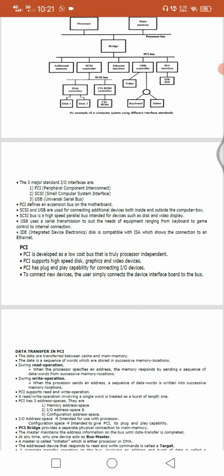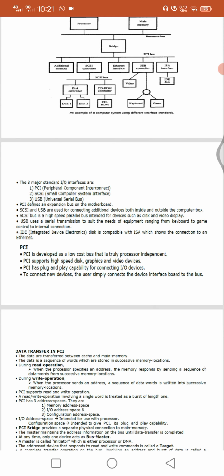Next, coming to USB. USB is a serial transmission to suit the needs of equipment ranging from keyboard to game control to interconnection. You already know about USB. With the help of USB, for equipment ranging from keyboard to internet connection and more, we can add additional devices.